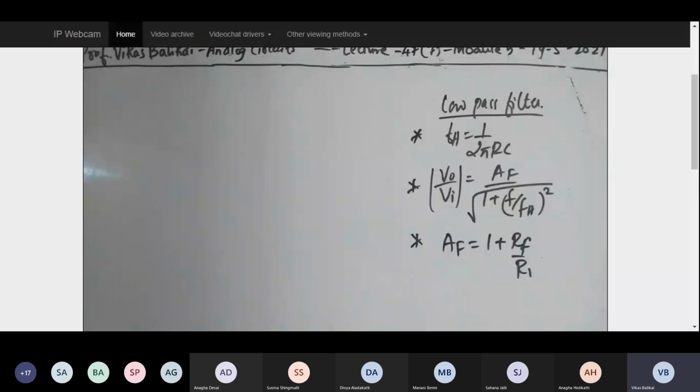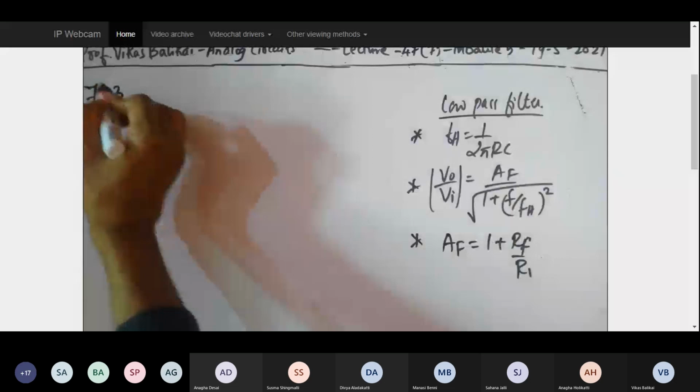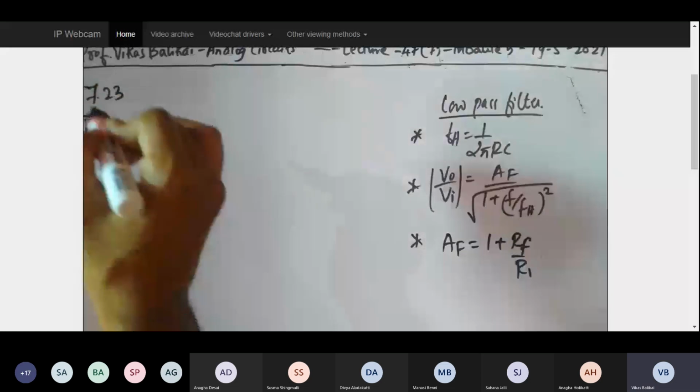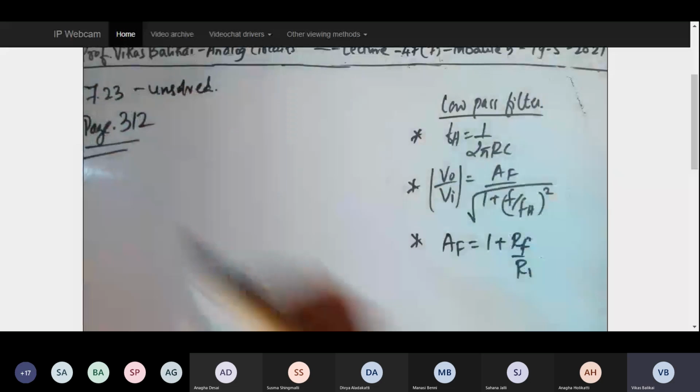So if this is the scenario, this is problem number 7.23 from page number 312. This is an unsolved problem. Now these problems I won't be giving you in the form of notes. To understand these problems, you have to refer to this particular video itself. So please ensure that you remember the particular video name whenever you try to understand the numericals.